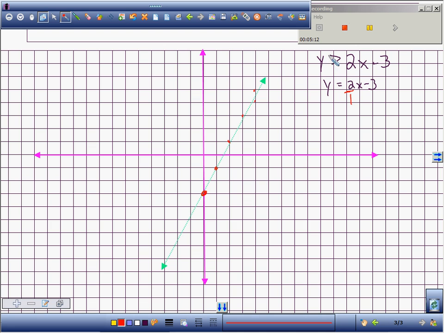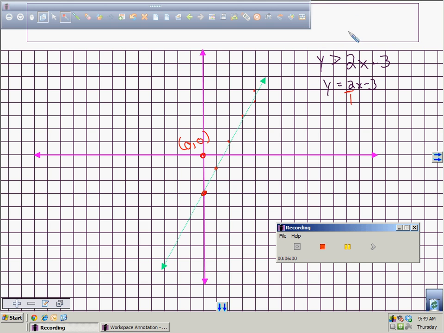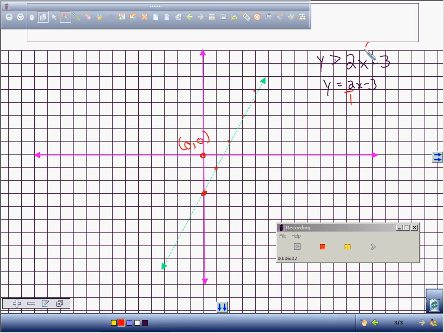So what you could do is either just shade above or pick a point. What you should really do is pick a point. And the easiest point to pick, if it's not on the line, is 0, 0. What I do with that 0, 0 is plug 0 in for x and 0 in for y, and see if it makes this inequality true.